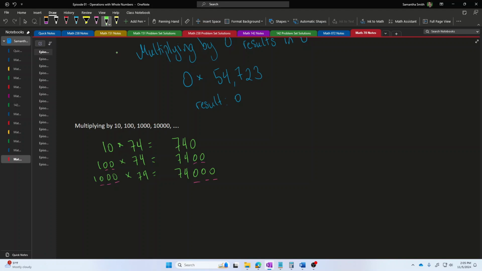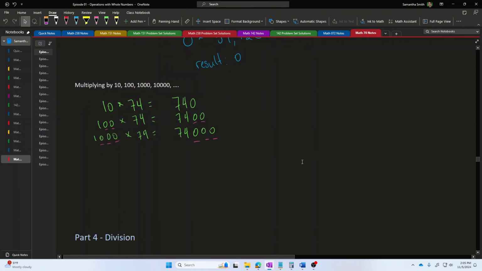And so this is the pattern. If you are multiplying by 10, 100, 1000, or 10,000, a number 1 with several zeros attached at the end, then all you have to do is take the number that you're multiplying by and put a matching number of zeros at the end of the number.